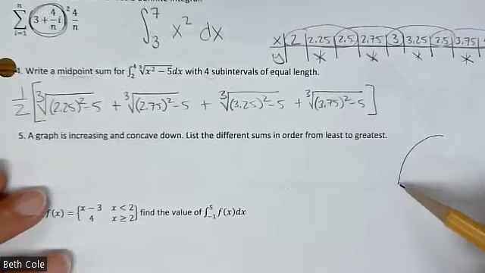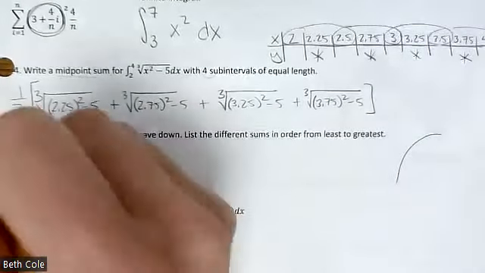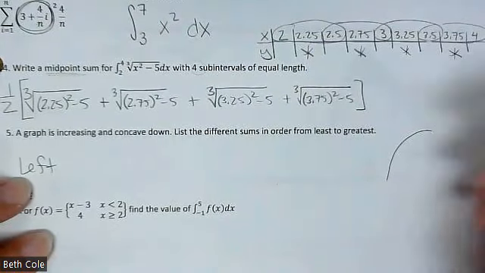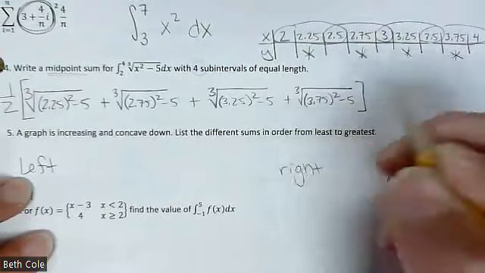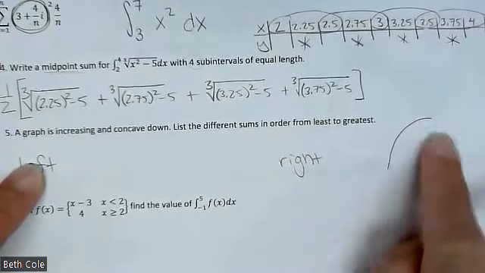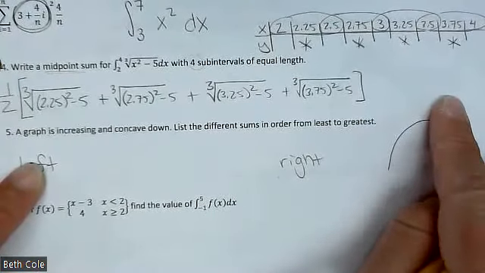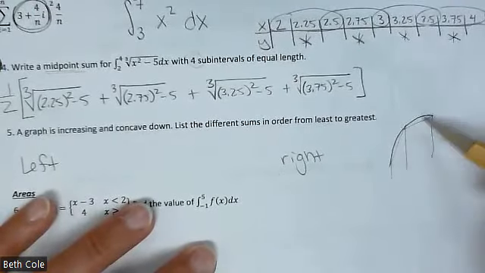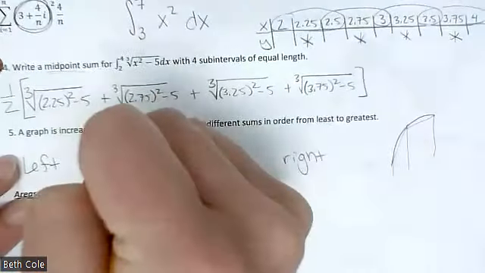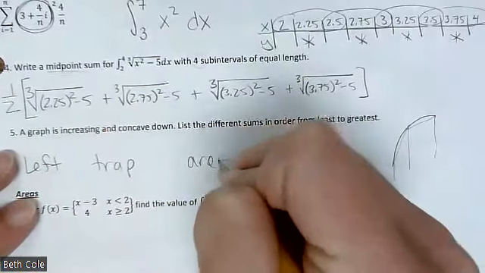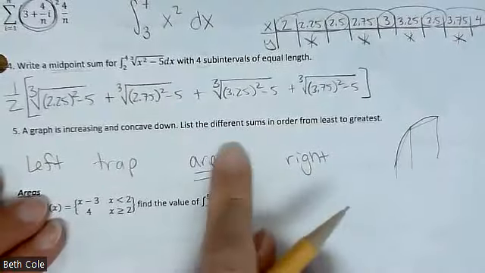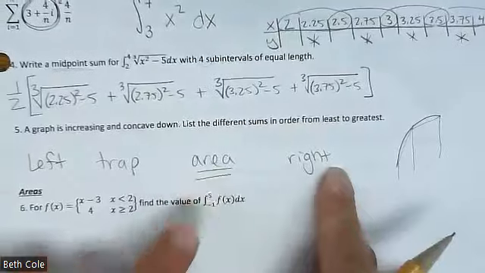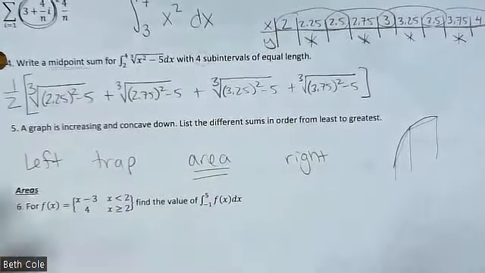So which sum would be the least? The left? Which would be the greatest? The right. So like leave a big old blank. Left is the smallest, right is the biggest because the graph's increasing. If I draw in trapezoids, they would be very slightly where? Under. So trapezoid would be next, and then the true area. This is like the actual true answer. These would be the underestimates and a right would be an overestimate. So like that's the order they would go in smallest to biggest.